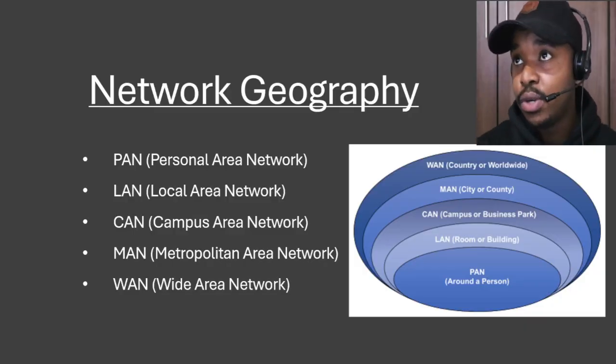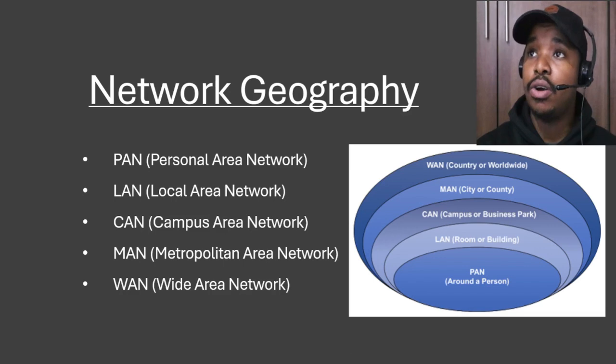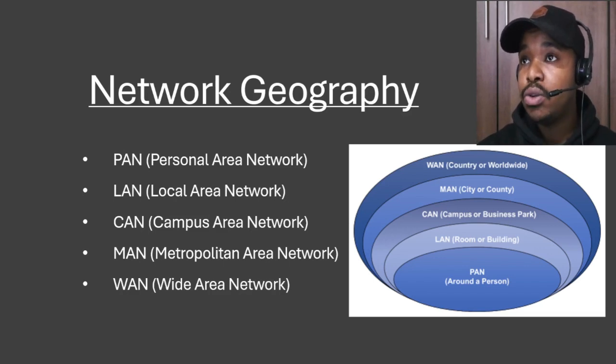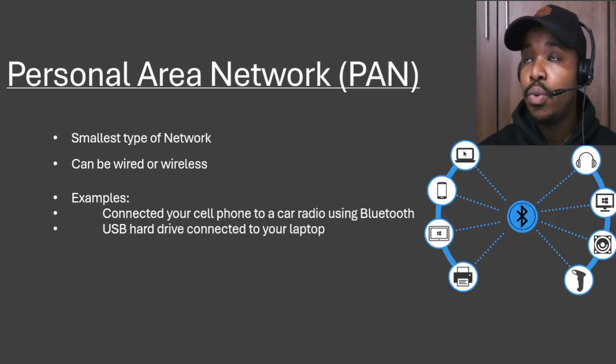Right. When we're looking at the network geography, we are going to be starting off with the personal area network, moving on to the local area network, campus area network, metropolitan network, and the wide area network. When we look at the personal area network, it is the smallest type of network. It can be wired or wireless.